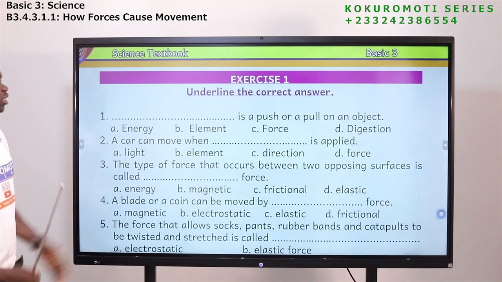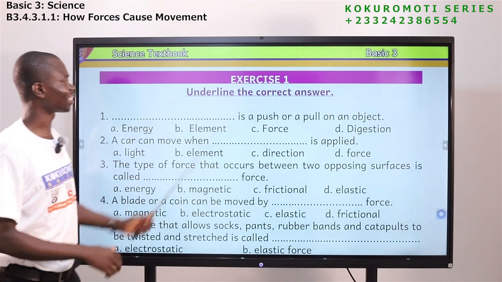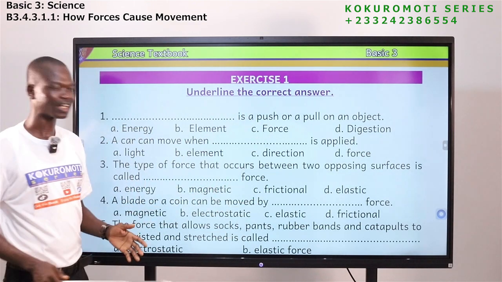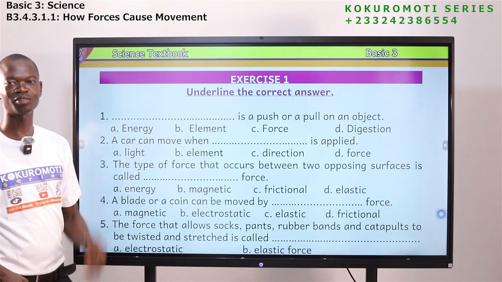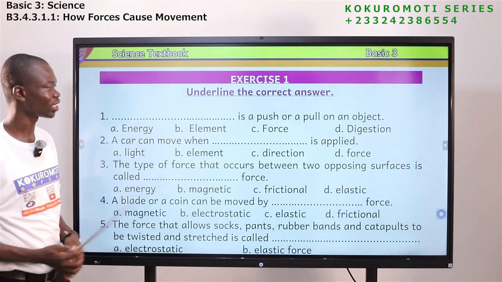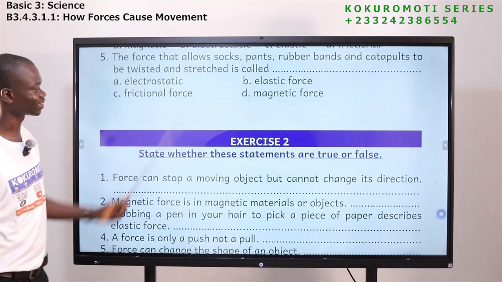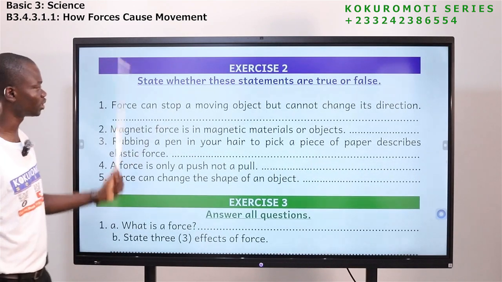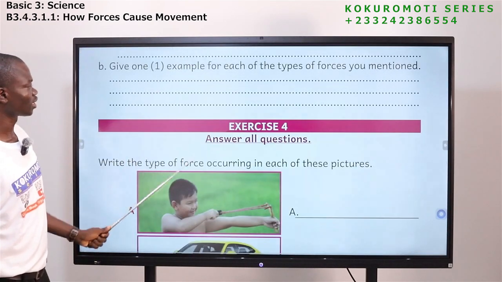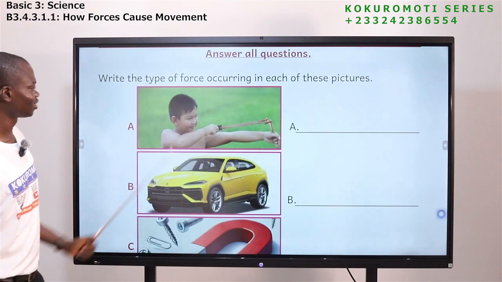Now, we have exercises here. Exercise 1. Underline the correct answer. I've told you that in all our books, the Kopromotive series, we have different types of exercises for you to assess your level of understanding. So you take your time and you do it. This is exercise 2, this is exercise 3, exercise 4 is also here. Look at it.